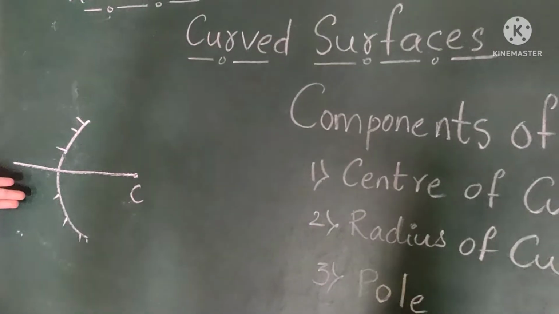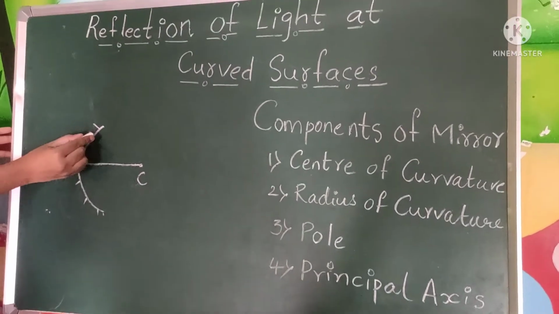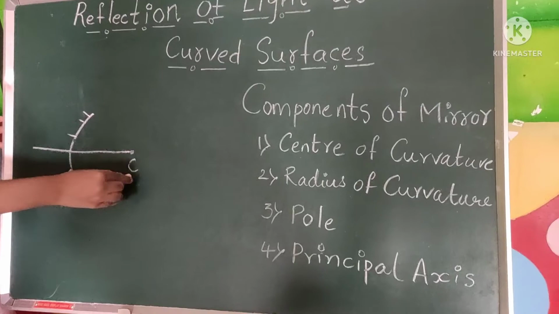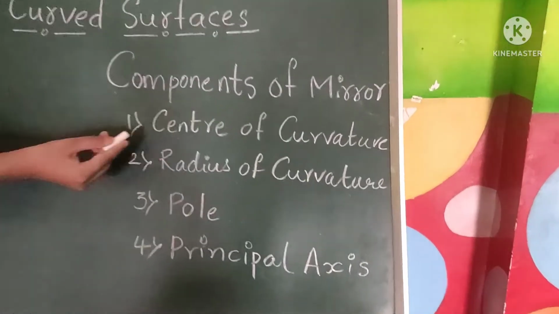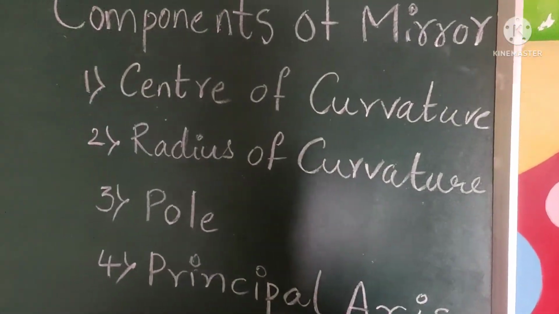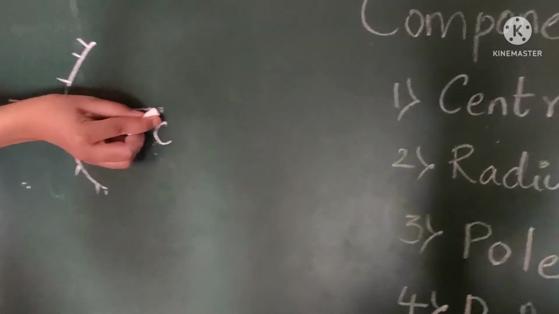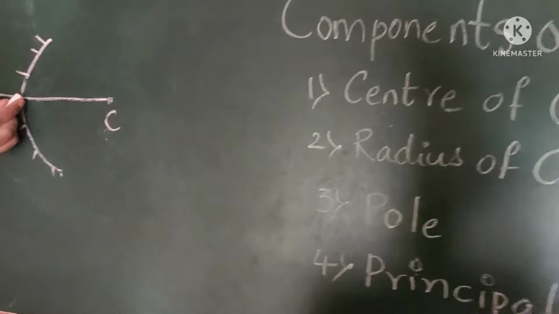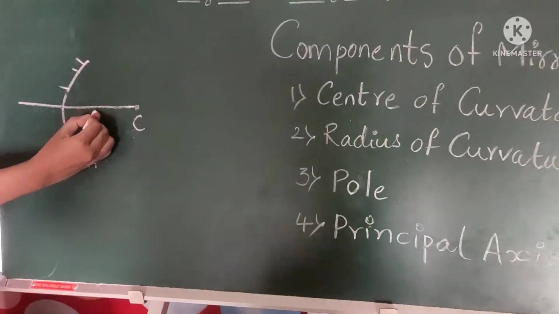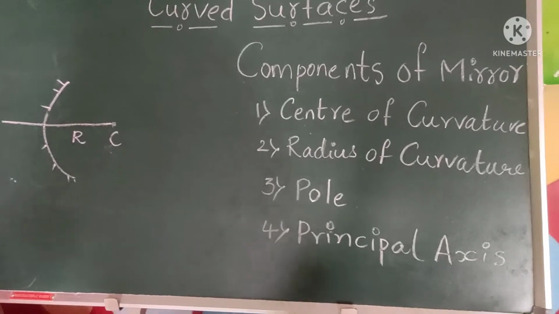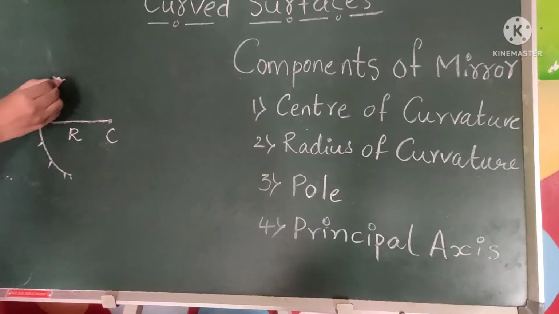So now this is the spherical mirror. As I told you, all the normals meet at a point, that is the center of curvature. Now we are going to learn the components of the mirror. First one, center of curvature, that I told you. Second one, radius of curvature. The length from the center of curvature to the center of the mirror is the radius of curvature. I represented it as R.